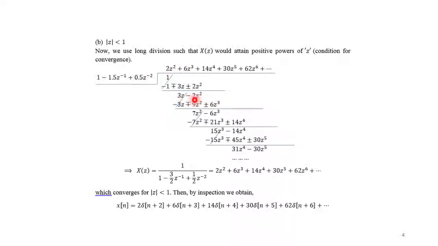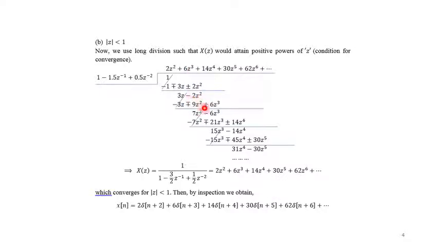I hope this is not too confusing, but in the previous case in part A, the ROC was absolute z greater than 1, so that was a right-sided sequence. So for the left-sided sequence, we'll do it in the positive powers of z. So by multiplying with 6z cube, I get 3z. And if I multiply this one, then I get how much? 9, and this is z power minus 1, and this is z power 3, so 9z square.